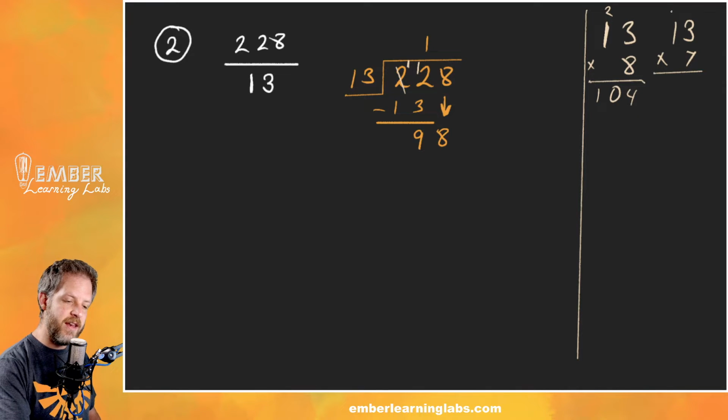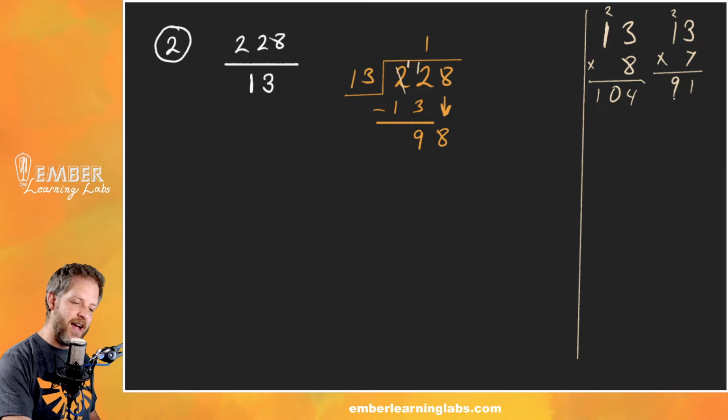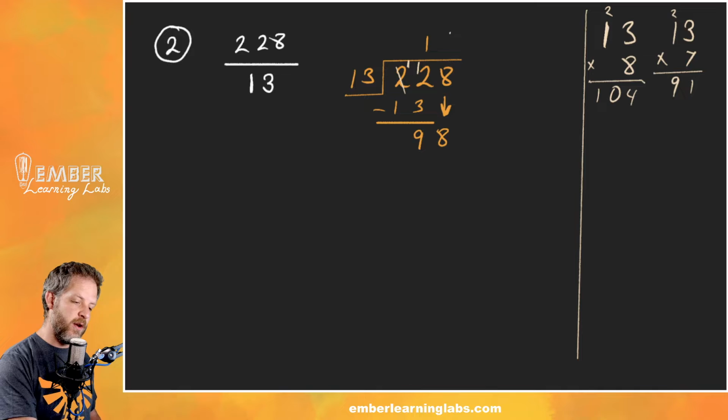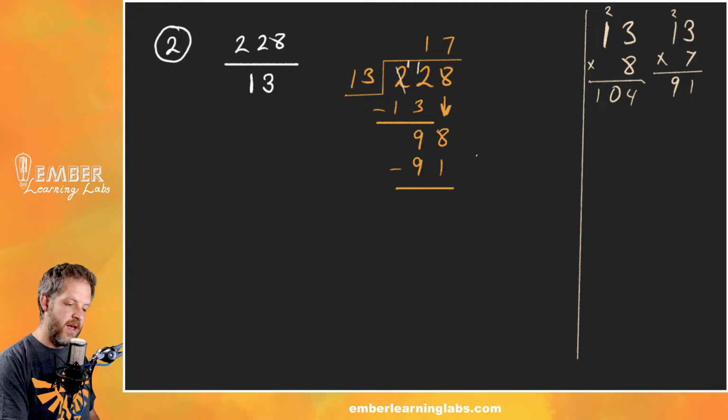3 times 7 is 21. 1 times 3 is 3, plus 2 is 5... So we end up with 91. So that works. We're good to go there. So we're going to put a 7 right here and a 91 right there. 98 minus 91 is 7.